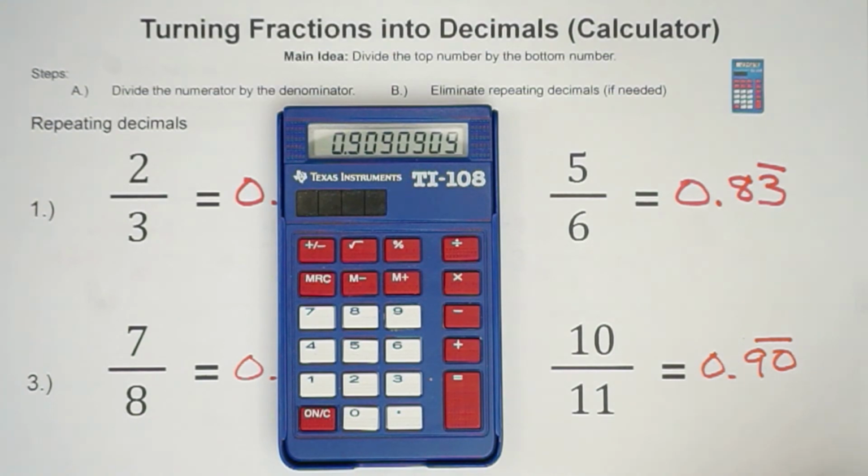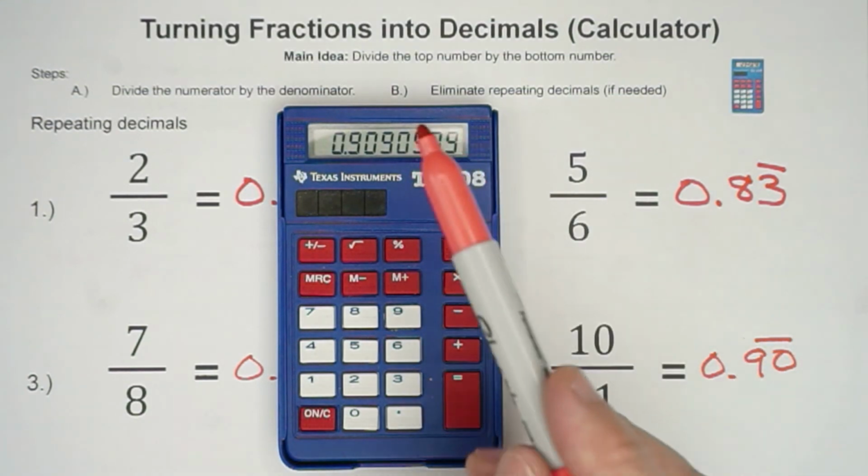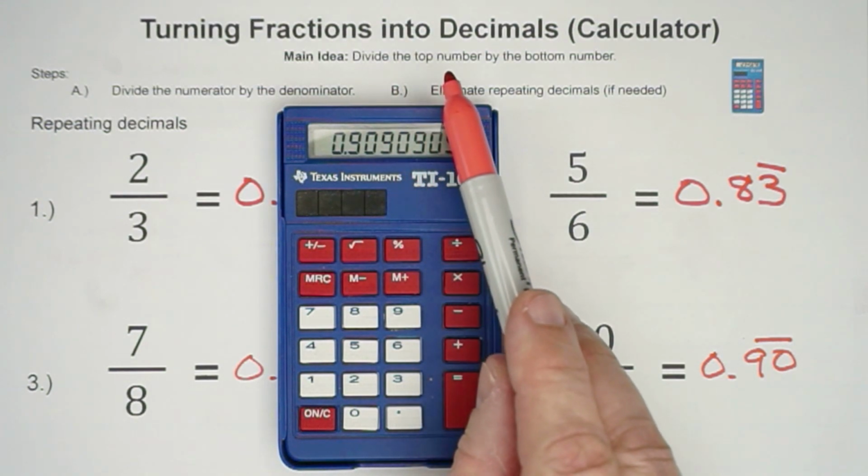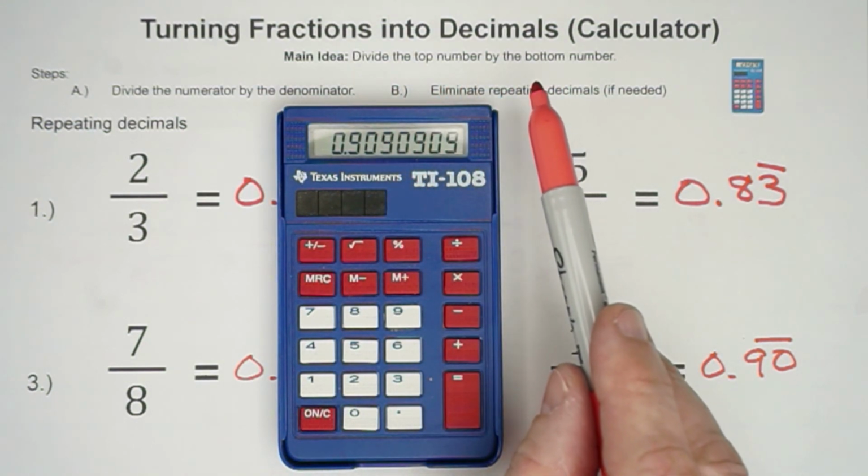Okay, well, hopefully this was helpful today. Just remember the main idea is to divide your top number by your bottom, and that's how you can turn a fraction into a decimal.